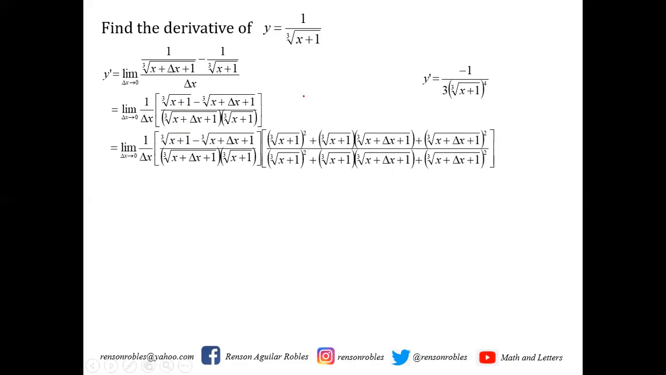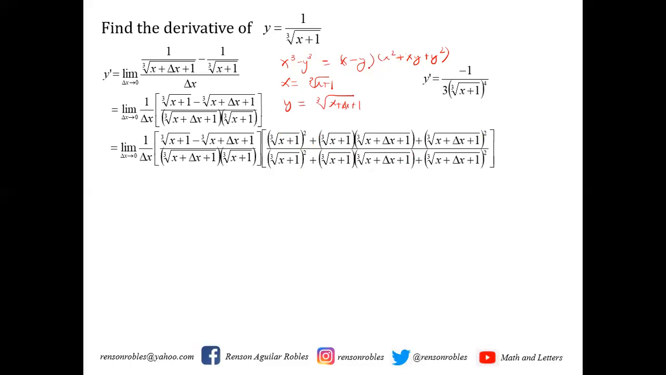And this was taken from the special product formula, x cubed minus y cubed, or the factoring technique, which can be written as x minus y times x squared plus xy plus y squared. Okay, so we shall multiply this numerator by this. So that's cube root of x plus 1 squared. X is represented by cube root of x plus 1, and y will be represented by cube root of x plus delta x plus 1.